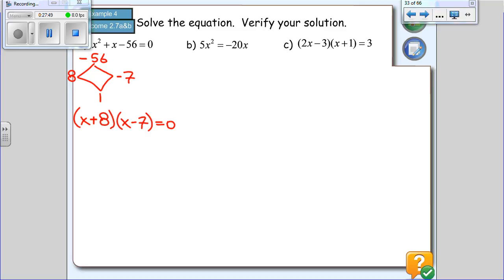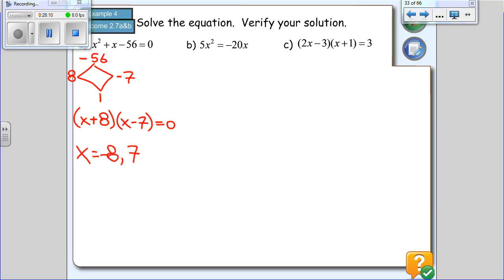Negative 8 plus 8 would be 0. What value would make this second set of brackets equal to 0? Positive 7. And 7 minus 7 would be 0. 0 times anything would be 0. Those are your answers. Negative 8 and 7.